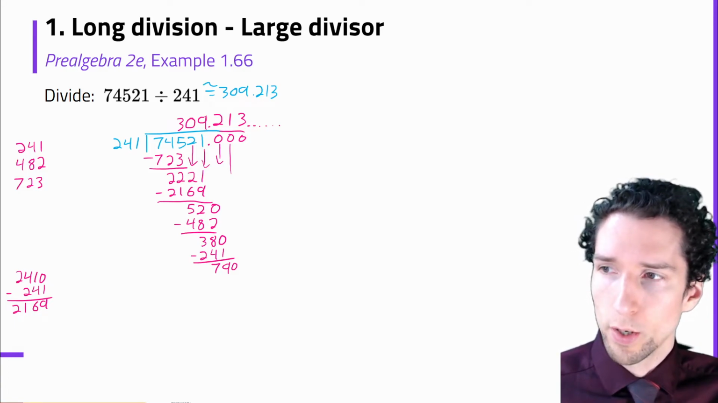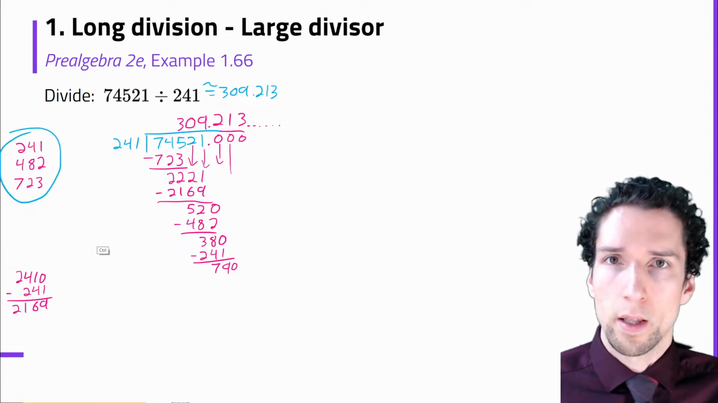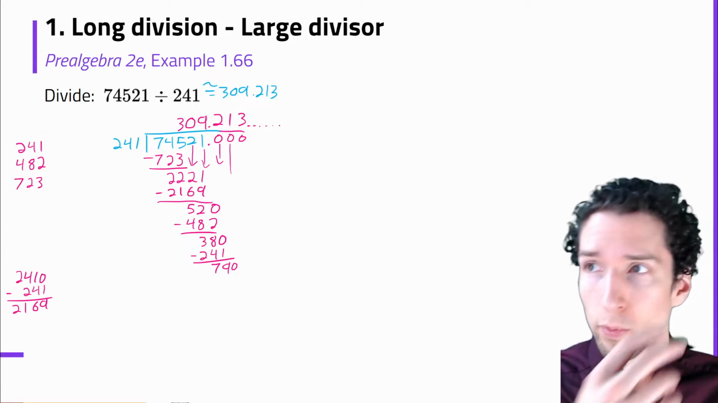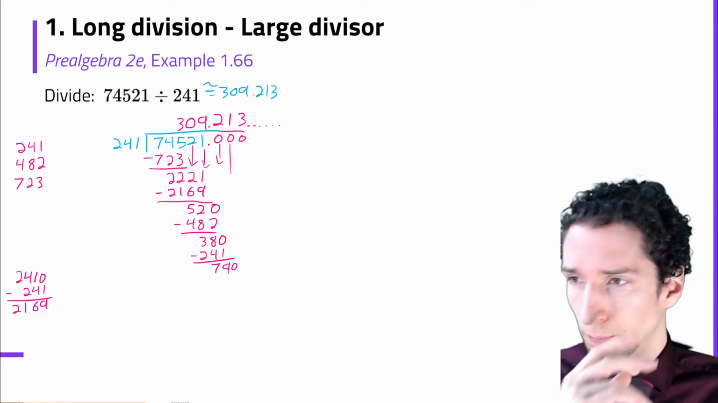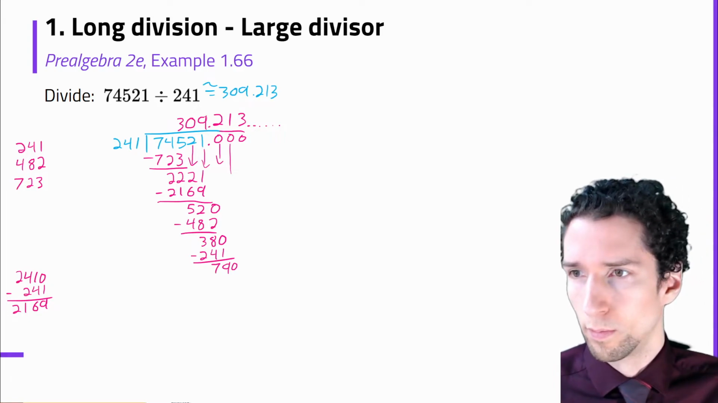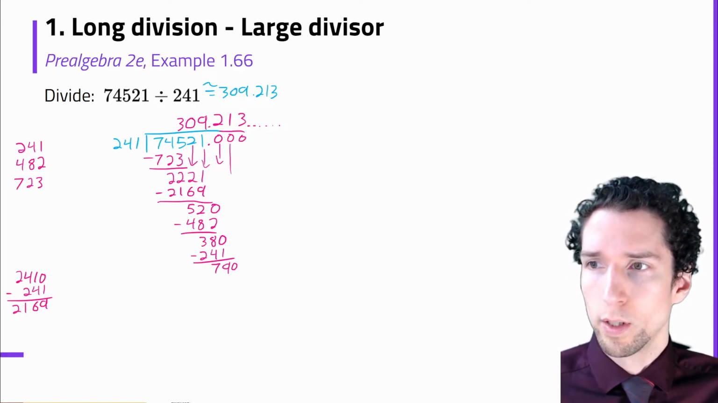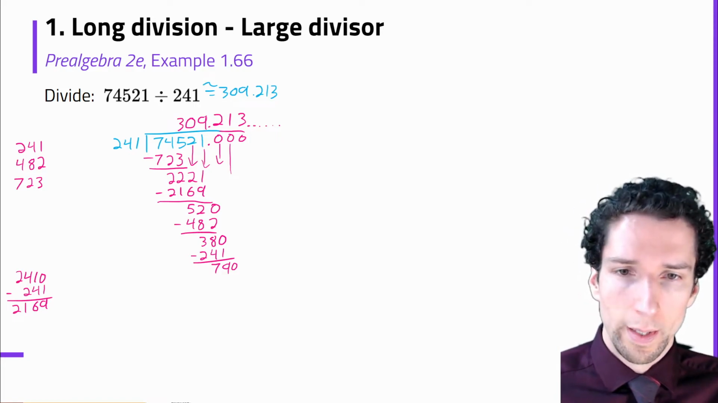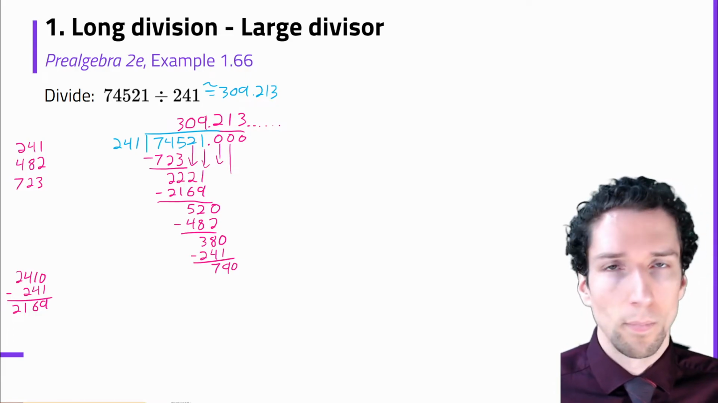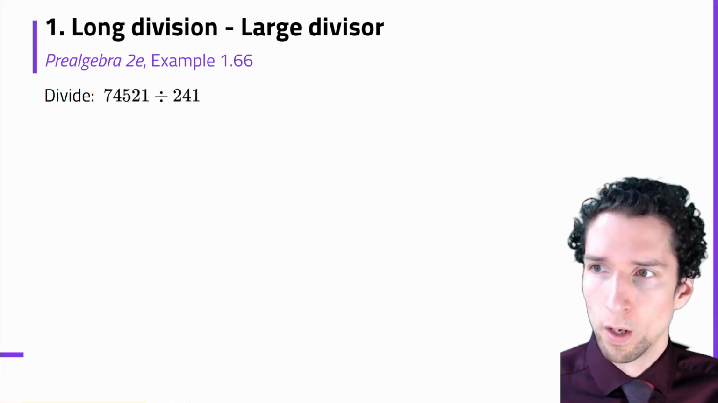So even with some larger numbers, just kind of write out your multiples like this, and you'll only have to write out at most 9 of them, because we're only dealing with sort of single digits up here. So at most 9 of them, but probably not even that many, and you'll be able to get your results. Okay, so long division with larger numbers.